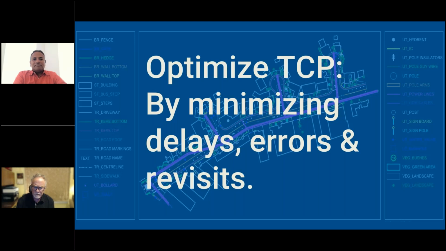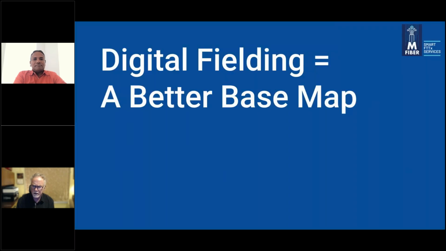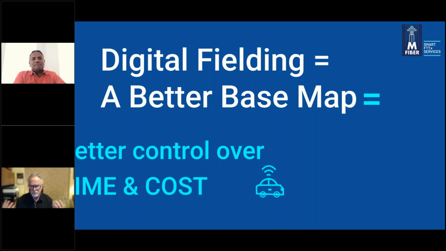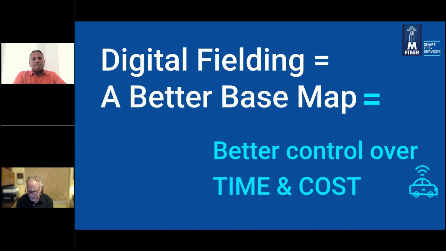Is the very simple proposition that, or what I would propose, is that this digital fielding approach equals a better base map. A better base map is defined by having access to information that is accurate, information that is traditionally in 2D but is also available to you in the real world, and available to you as a digital twin. And that leads to better control over time and cost.